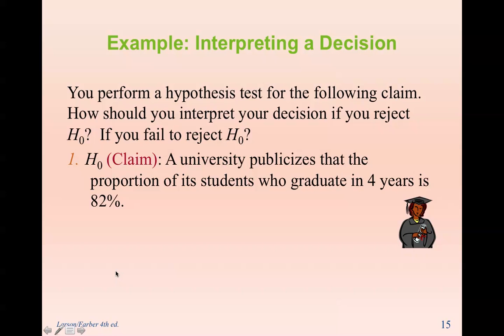So examples of interpreting a decision. You perform a hypothesis test for the following claim. How should you interpret your decision if you reject H naught? Or if you fail to reject H naught. So the claim is a university publicizes that the proportion of its students who graduate in 4 years is 82%. We've already discussed this one.